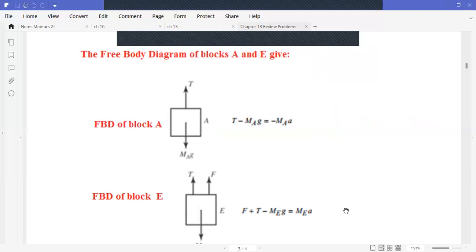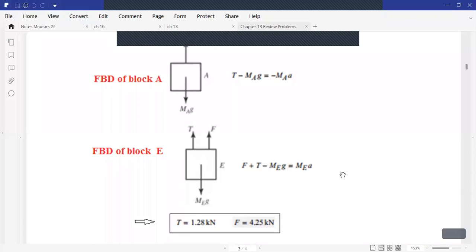You have here, what are your unknowns? You have three unknowns, T, F, and A. If we had not found A before, we cannot solve for T and F. Okay?